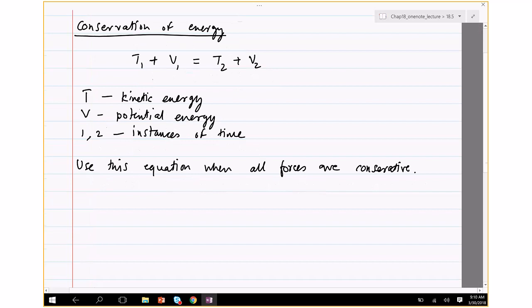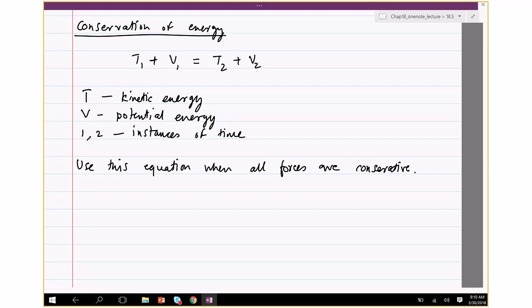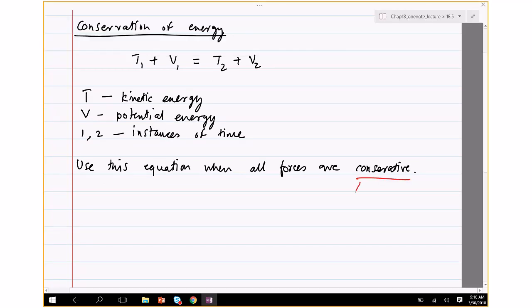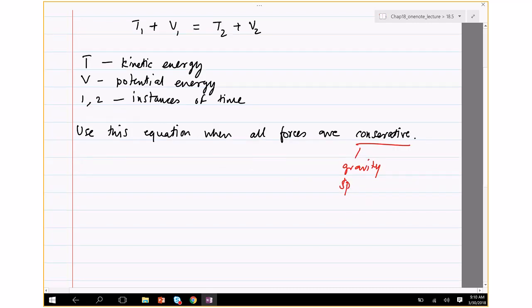Okay, and the examples of conservative forces are just two: gravity and spring. Conservative forces are forces where work done depends on final and initial state only.